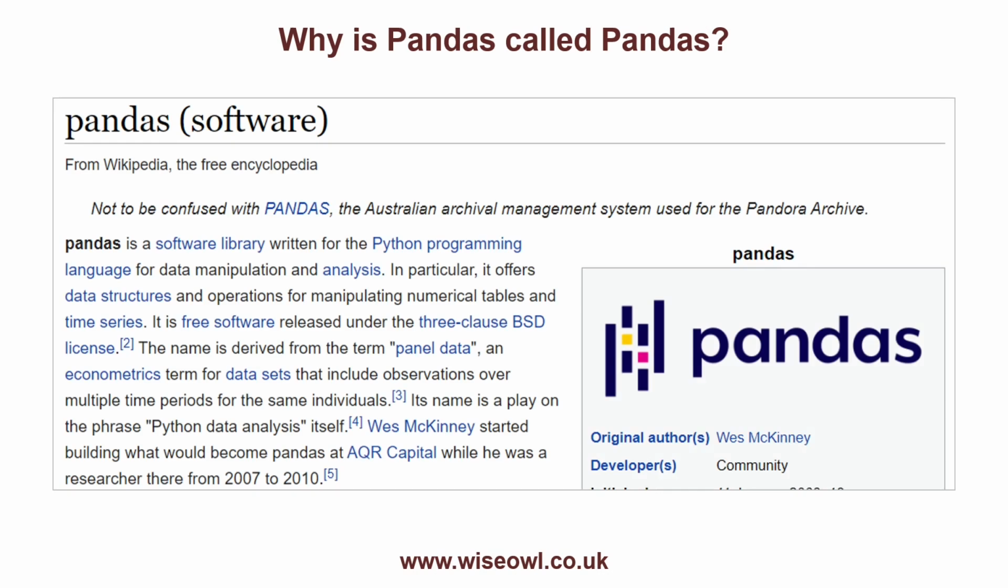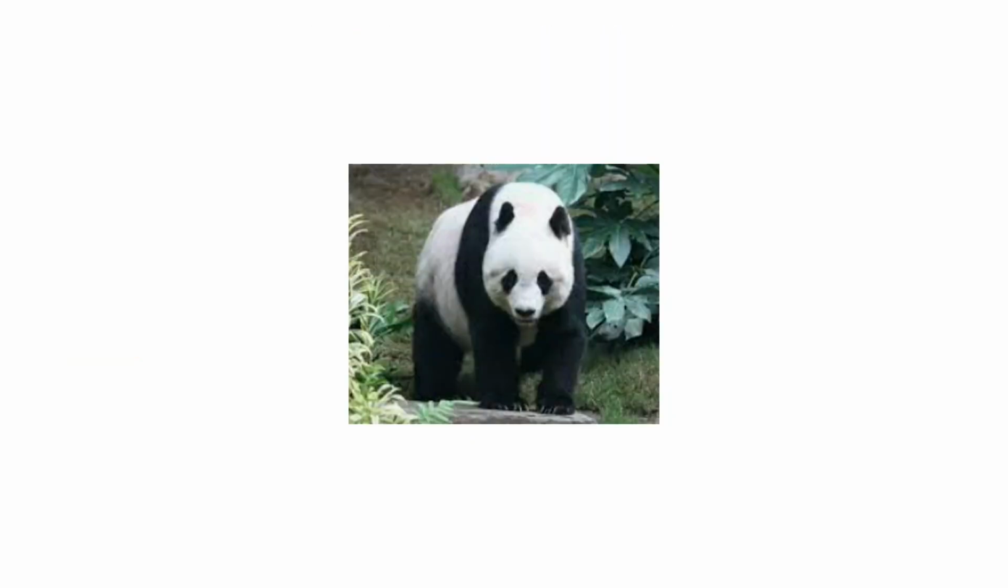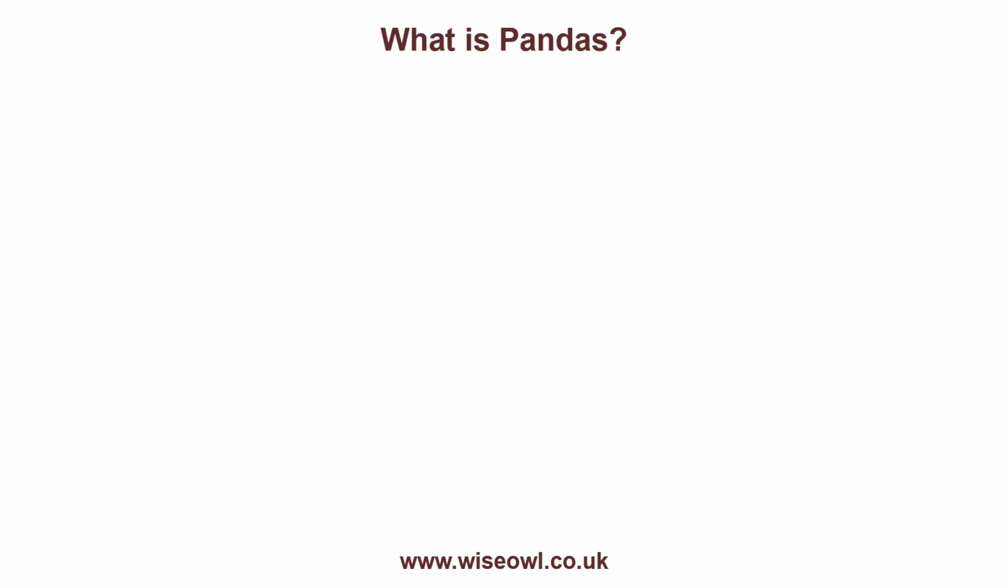Here's the Wikipedia page for pandas at the time of speaking. And you can see from this that the pandas name is derived from the term panel data, or it's a play on the phrase Python data analysis itself. And the only problem with this theory is neither of those gives anything remotely like pandas. So my theory as to why pandas is called pandas is because everyone wanted to have pictures of nice fluffy pandas all over the place. But anyway. So what is pandas?